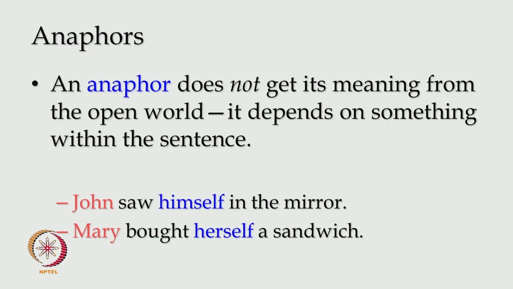Mary bought herself a sandwich. Okay? The interpretation of the term herself, a reflexive, an Anaphor, has to depend on Mary, whoever that Mary is in the entire world. Given the two sentences, the grammaticality of the two sentences tells you that the referential part is taken care of. Right? This is the meaning of a reflexive or an Anaphor.